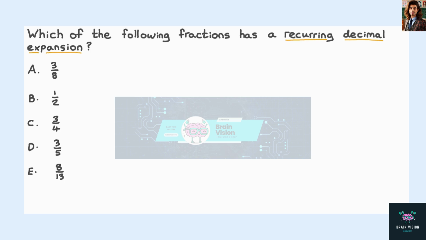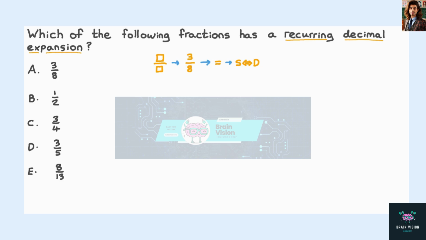In this question, we are given a list of 5 fractions and asked to determine which of these has a recurring decimal expansion. We can find the decimal expansion of each of the numbers by using a calculator to convert each into a decimal and then use this to see which has a recurring decimal expansion. We do this in steps.